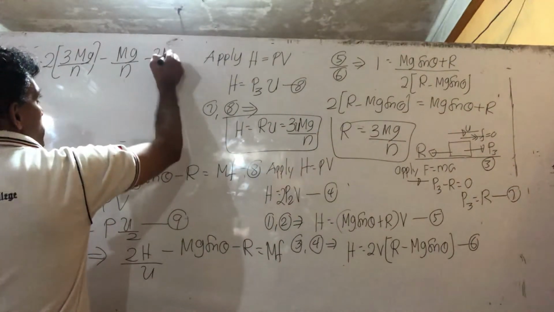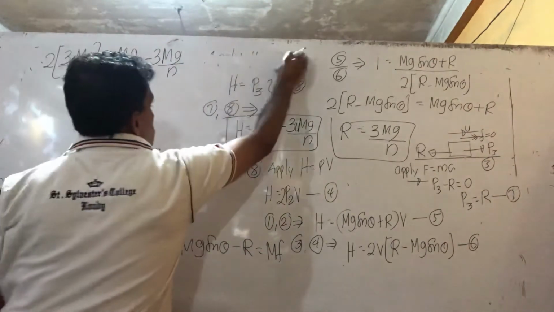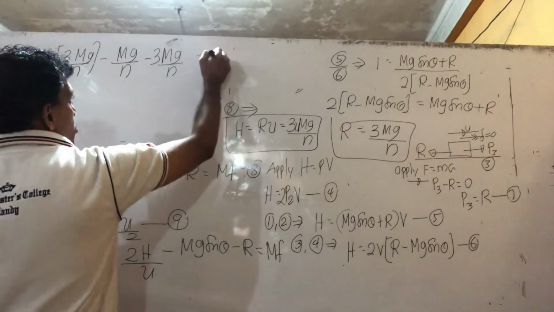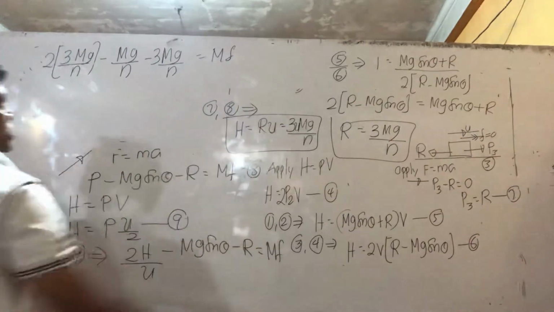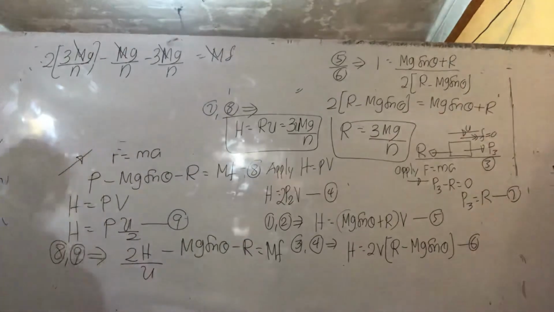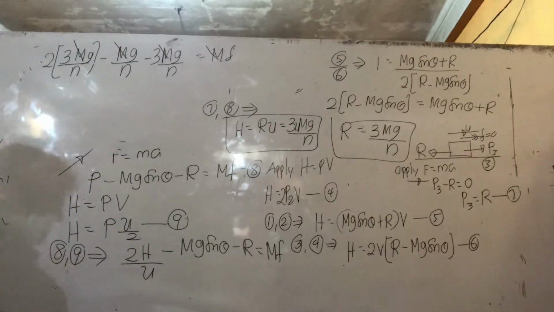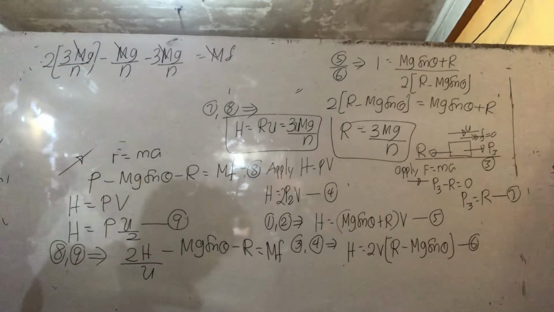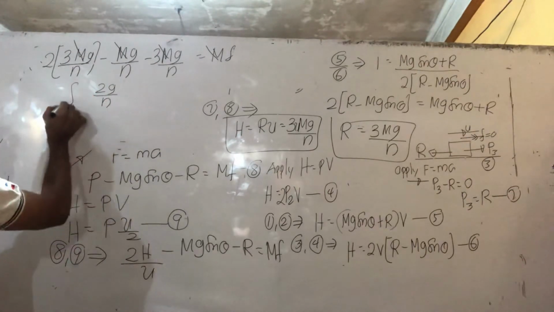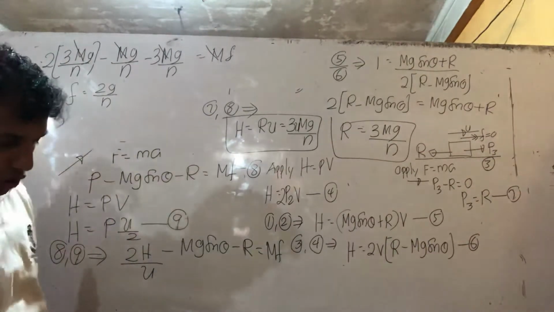What is R? 3 mg over n, equal to what? M into f, equal to mass into acceleration. Now see everywhere M cancels. So here 6 minus 4, that is 2g over n. Check the answer, well balanced problem. Therefore the acceleration of the vehicle is 2g over n.